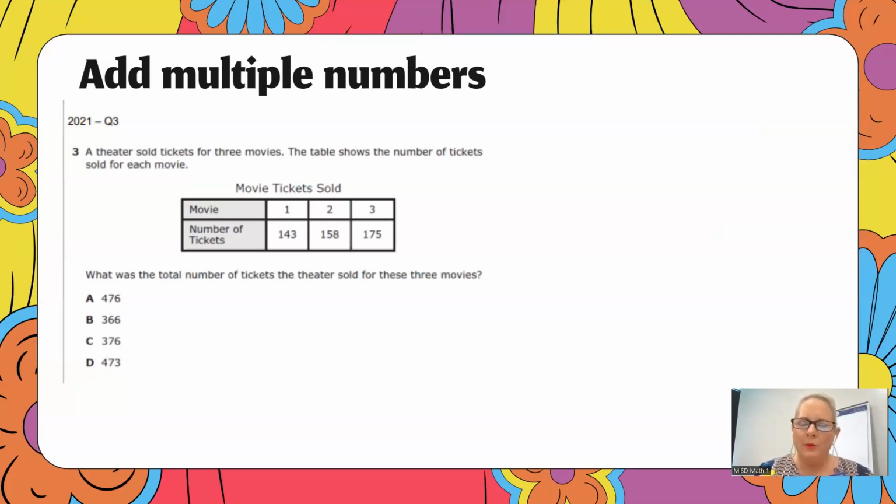And we want to talk with students about how there's more than one way to solve a problem. You can add the first 2 numbers and get that sum, but don't forget to add the third number. Make sure when it asks for 3 movies, you've added 3 numbers, okay?